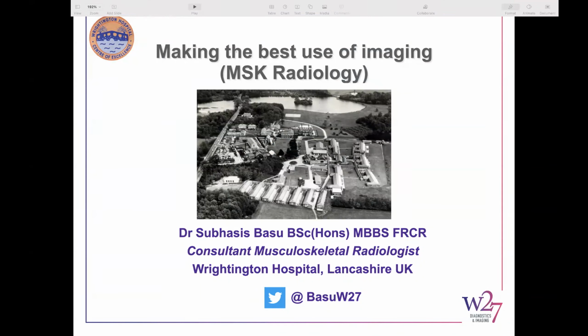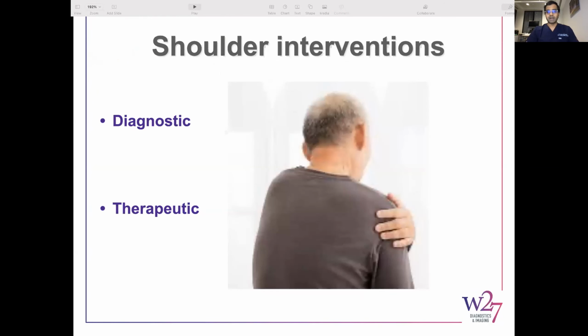And my remit tonight is going to be talking to you about how we can make the best use of imaging and give you a bit of an overview really of the kind of imaging modalities that we have to hand in the context of MSK radiology. I'm focusing the talk a bit more on and around the shoulder tonight, and I appreciate that there might be some of you that probably don't work with the shoulder or maybe work with other parts of the upper limb or lower limb. So forgive me if some of this may not be relevant, but on the whole, the context should pretty much cover everything.